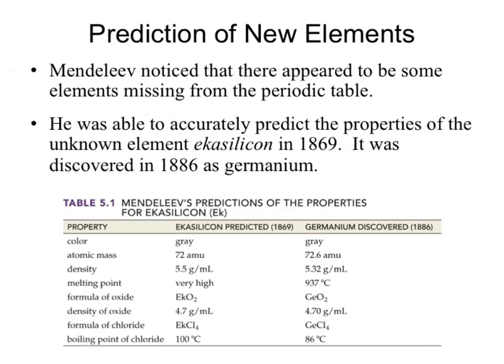Directly underneath silicon. He was able to predict the properties of that element based on the other information that he knew from the other elements. Okay? He got colors, he got weights, right? He got densities. What they were doing is just predicting based on current patterns. Okay? So it's actually kind of neat to be able to do that.